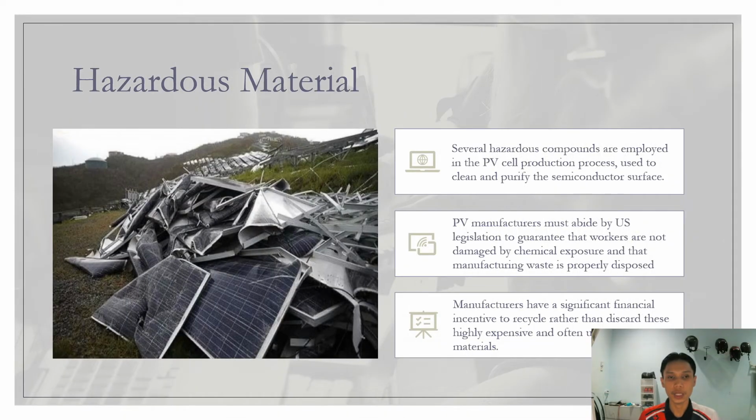Next, I will present about hazardous material. As we know, several hazardous components or compounds are employed in the PV cell production process, used to clean and purify the semiconductor surface. Hydrochloric acid, sulfuric acid, nitric acid, hydrogen fluoride, and many more chemicals are utilized in the semiconductor business. As a result, PV manufacturers must abide by US legislation to guarantee that workers are not harmed by chemical exposure and that the manufacturing waste is properly disposed of.